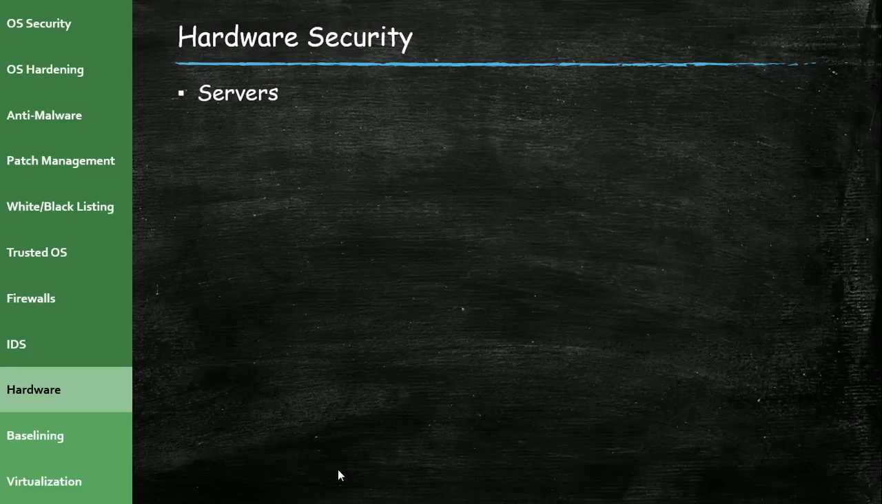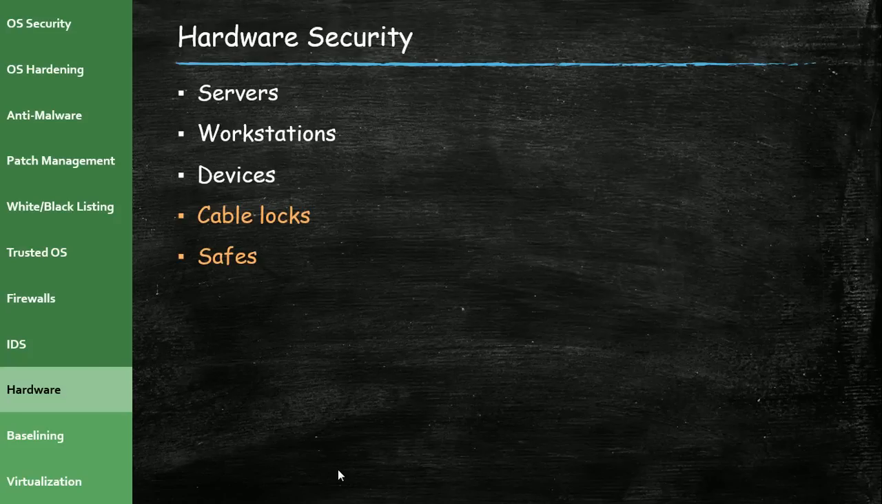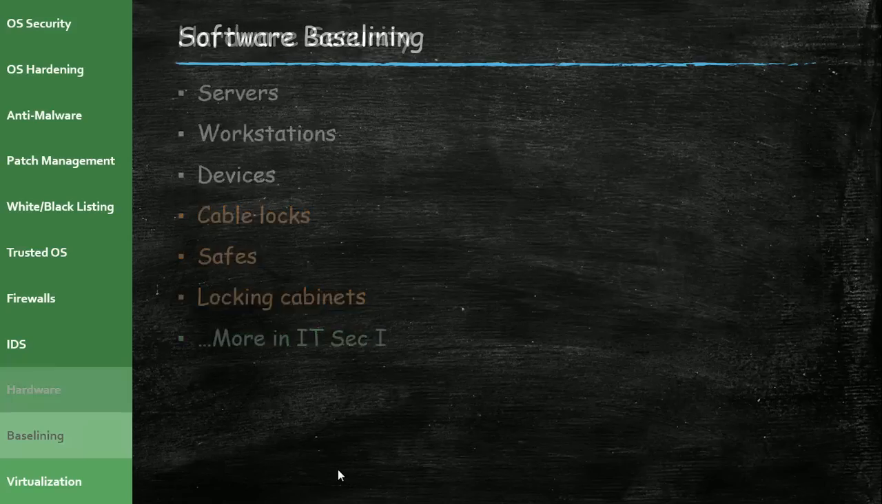So as far as hardware security, when we talk about hardware, we're talking about servers, workstations, devices, and we can secure that stuff with things like cable locks. We can secure our data in safes if it's removable storage. We can use locking cabinets. So all kinds of things we can do to secure the hardware itself. And we talked about that in much more detail in IT Security 1, so I don't want to get into too much detail in this course. But just understand cable lock, safes, locking cabinets, those are important keywords to remember.